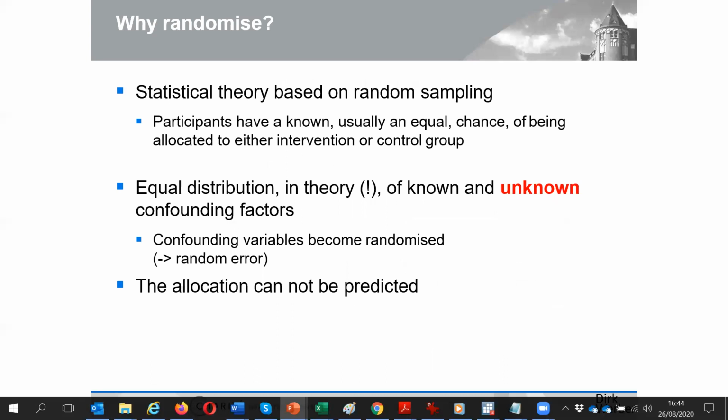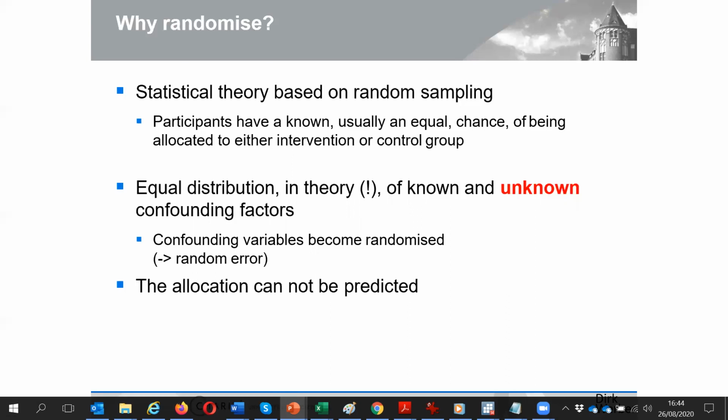Why do we randomize? And why are they called randomized? The reason we randomize, based on statistical theory and random sampling, is that participants have an equal chance of being allocated to either an intervention or a control group. So that's why we randomize: based on the principles of statistics, each of the participants has an equal chance of being allocated to either group.